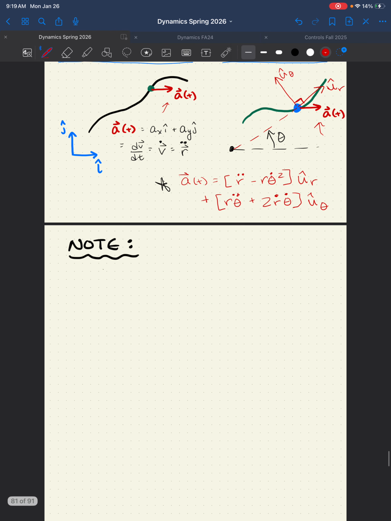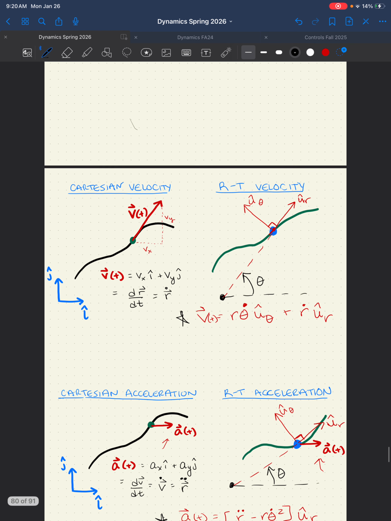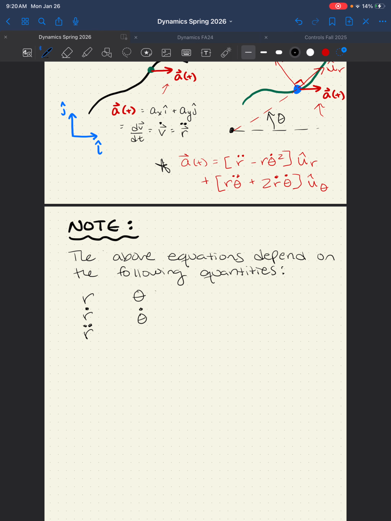Okay, a couple of things to note. It's important to see that the above equations depend on the following quantities. We have r dot, r double dot. Sometimes we'll need to mess around with theta, although I don't think theta on its own actually shows up in any of these equations. But theta dot does, and so does theta double dot.